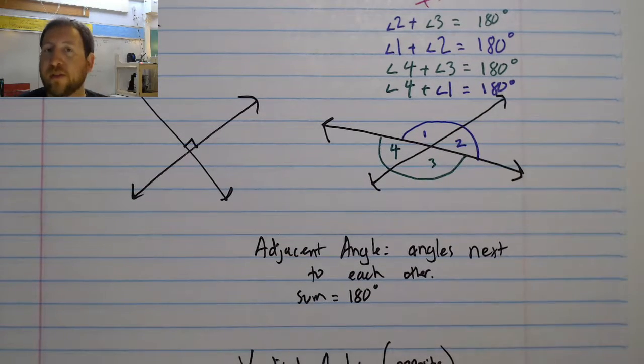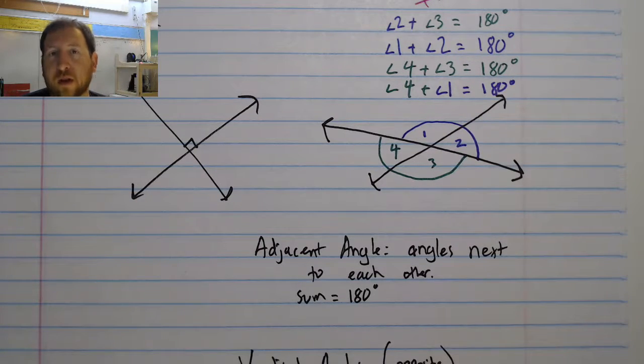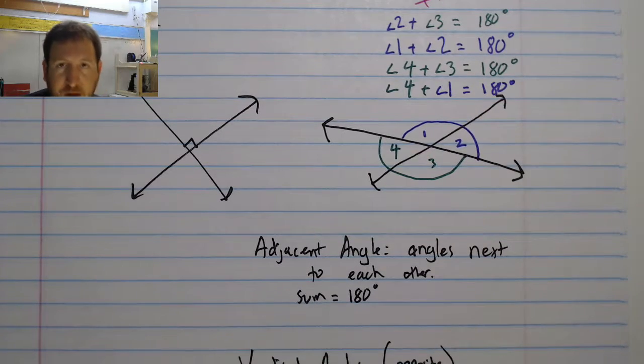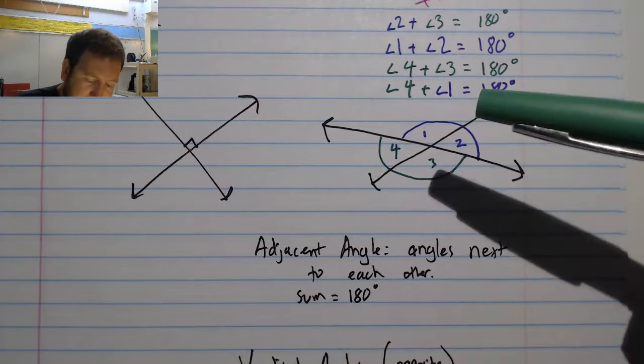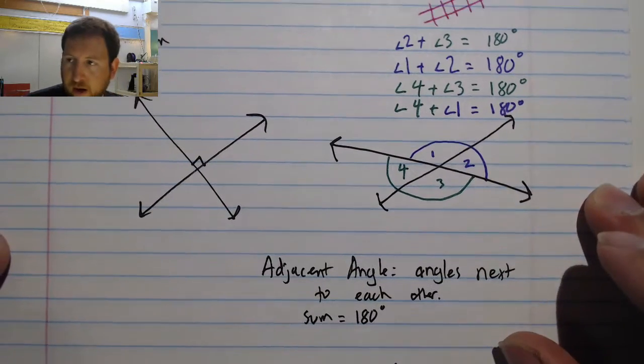This is actually going to be very helpful for us because later they will give us a diagram with some of these labeled and some of them not, and we'll have to use what we know in order to solve the missing angles. Now, I can also say, using my vertical angle idea, that angle 1 and angle 3 are equivalent.